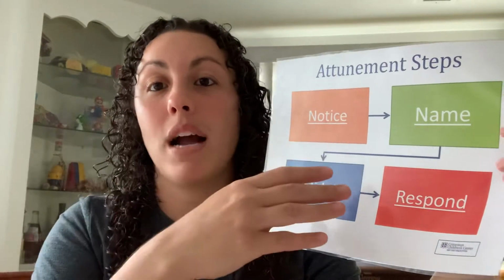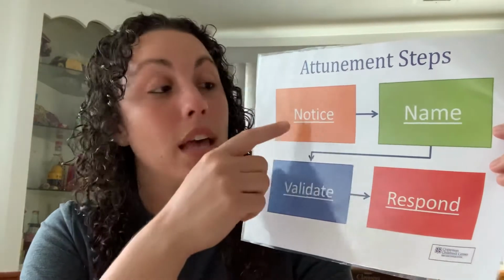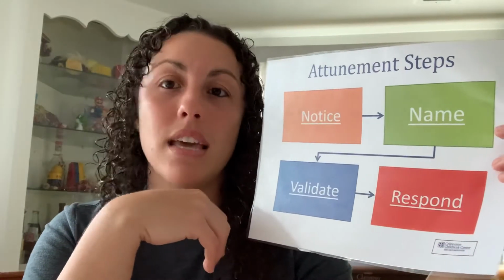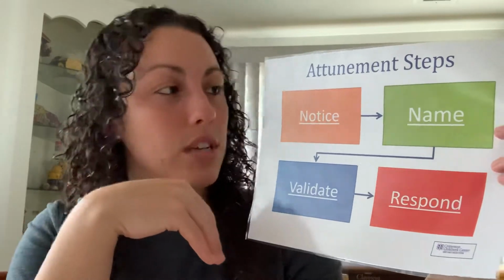So that's the first step, and I'm noticing within myself that I'm a little frustrated, so I'm going to take a few deep breaths before I move on to the next step. And notice is a silent step, so you're not saying anything in that step. It's really just kind of observing what's going on as well as what's going on within yourself.